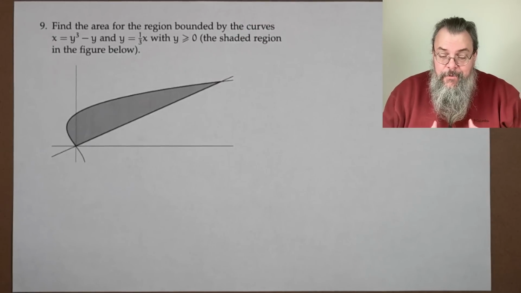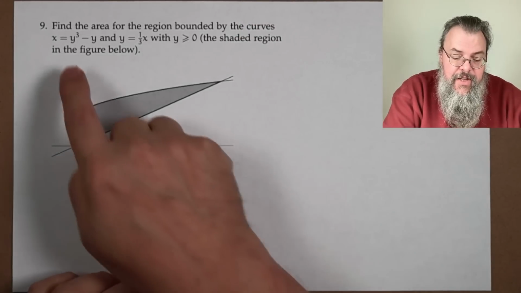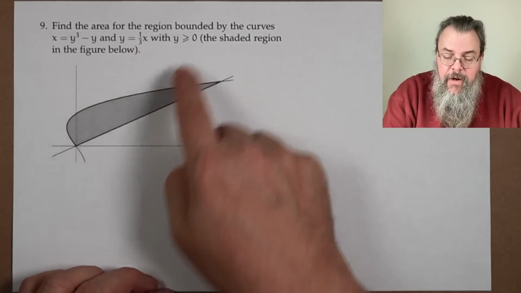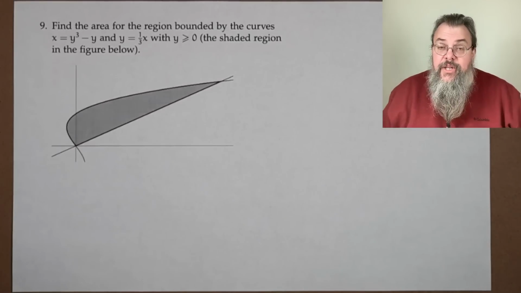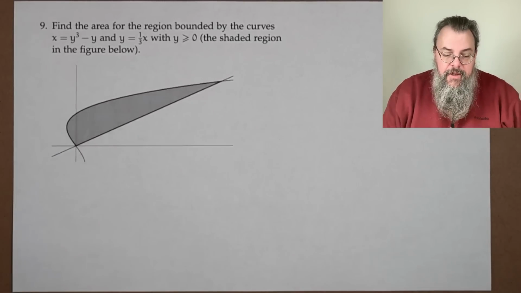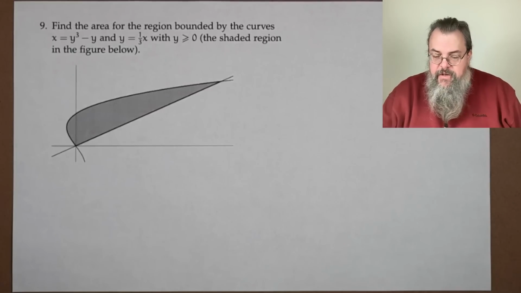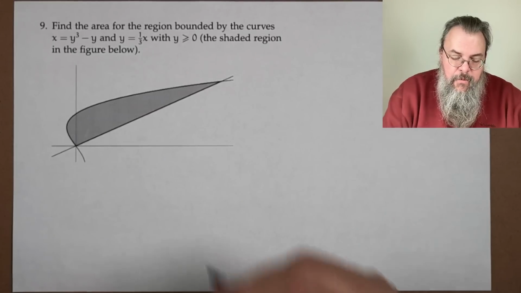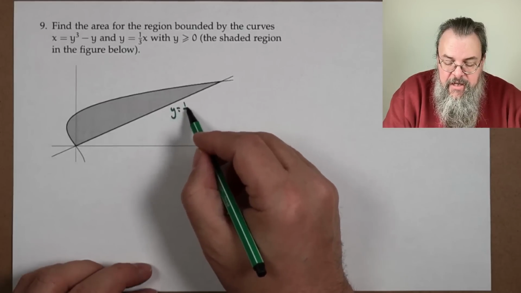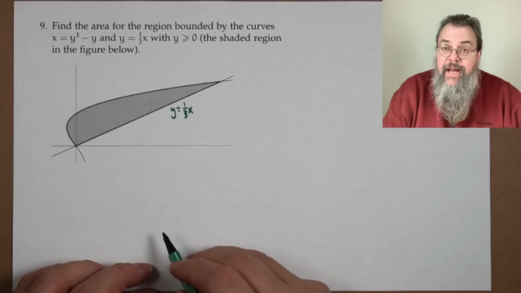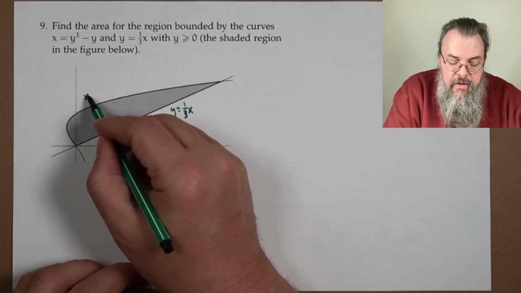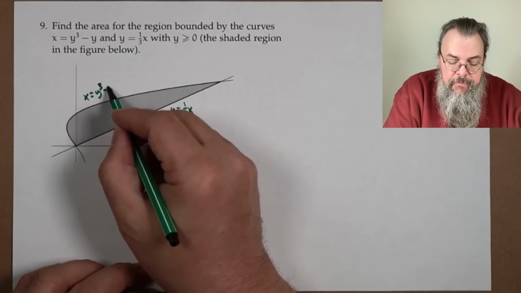Find the area for the region bounded by the curves x equals y cubed minus y, and y equals 1/3 x, where y is greater than or equal to 0. And it's the shaded region in the figure below. And so we say, oh, yeah, we have a figure below. And we can identify some curves because we say, well, y equals 1/3 x, that's pretty easy to identify. That's the thing that looks like a line. So that must be the line part. X equals y cubed minus y, well, that has to be the other part. So here we go, x equals y cubed minus y.